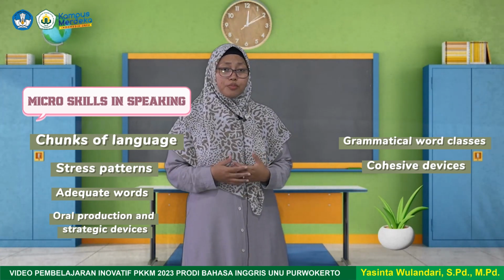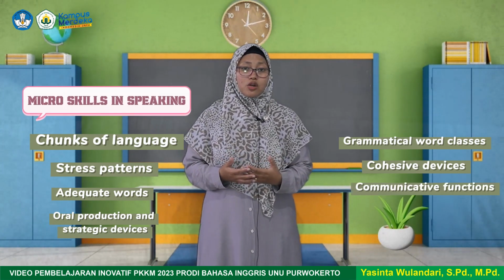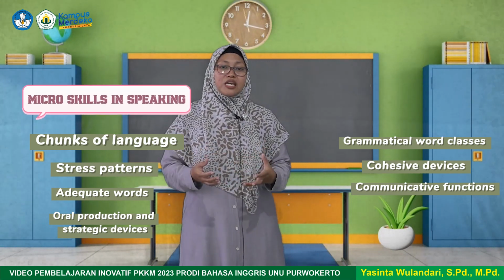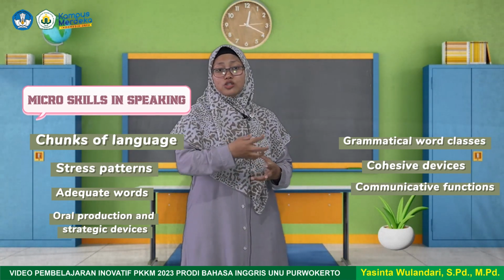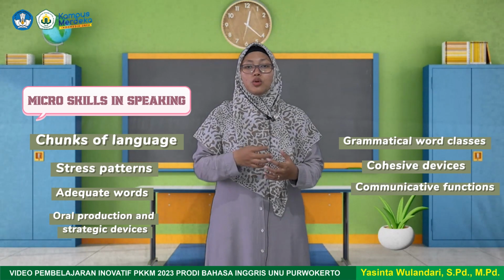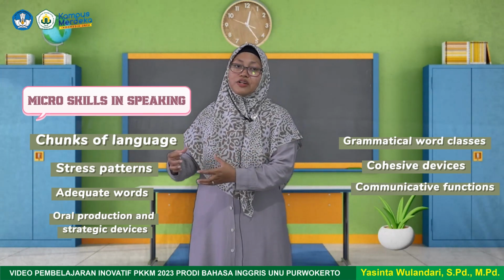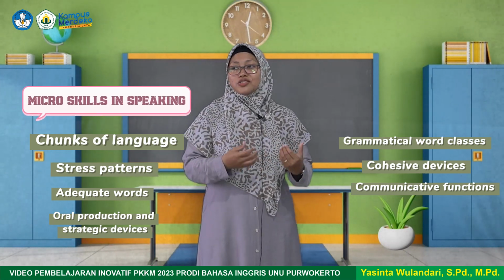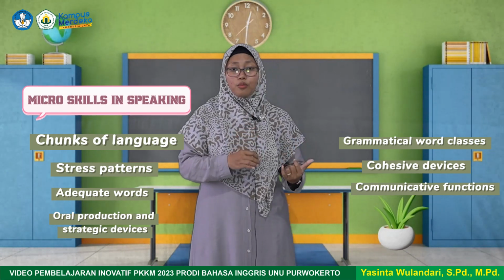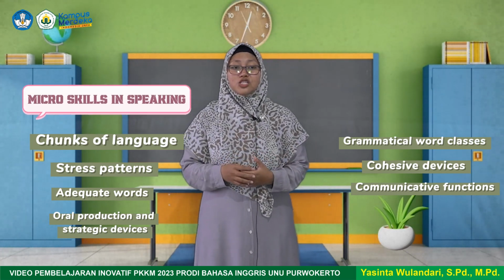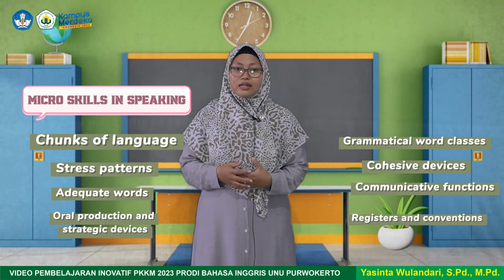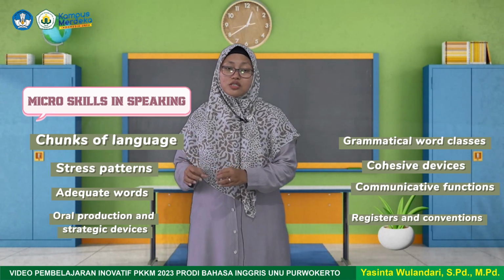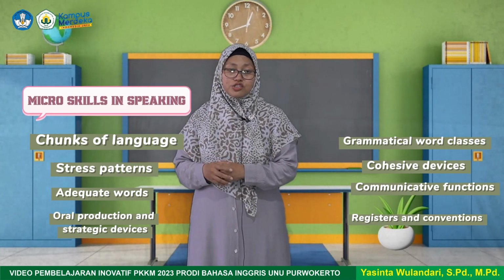And the next one is to accomplish appropriate communicative functions according to the situation, participants, and goals. We speak in different functions. When we are going to speak in a formal situation, we will have to use a different kind of language. But when we want to speak to our friends, we also need to use another form of language. Then the last one is to use appropriate register and conventions in conversations. We know that language has different registers according to the area that they choose.